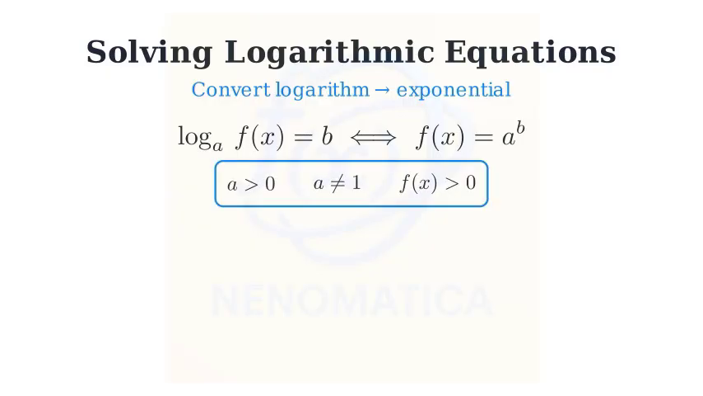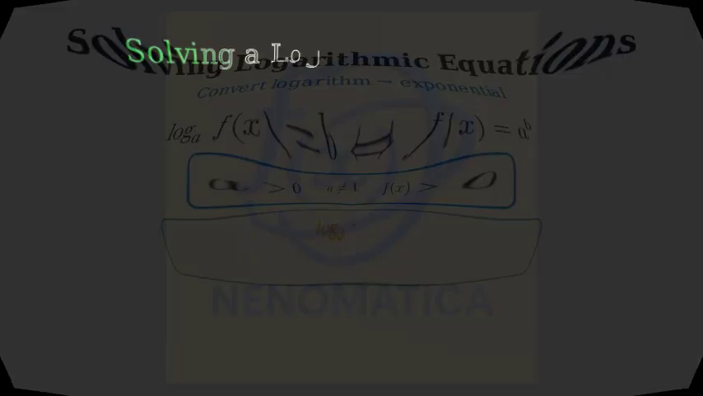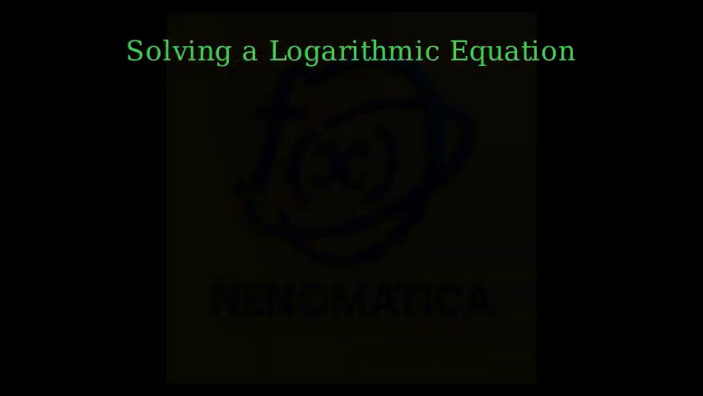Before using the rule, remember the conditions. The base must be positive and not equal to 1, and the argument of the logarithm f of x must be strictly positive. Example: we will solve the logarithmic equation log base 3 of x equals 1/2 plus log base 9 of the quantity 4x plus 15. We will then follow the exact algebraic steps one by one, checking the domain and selecting the valid solution at the end.